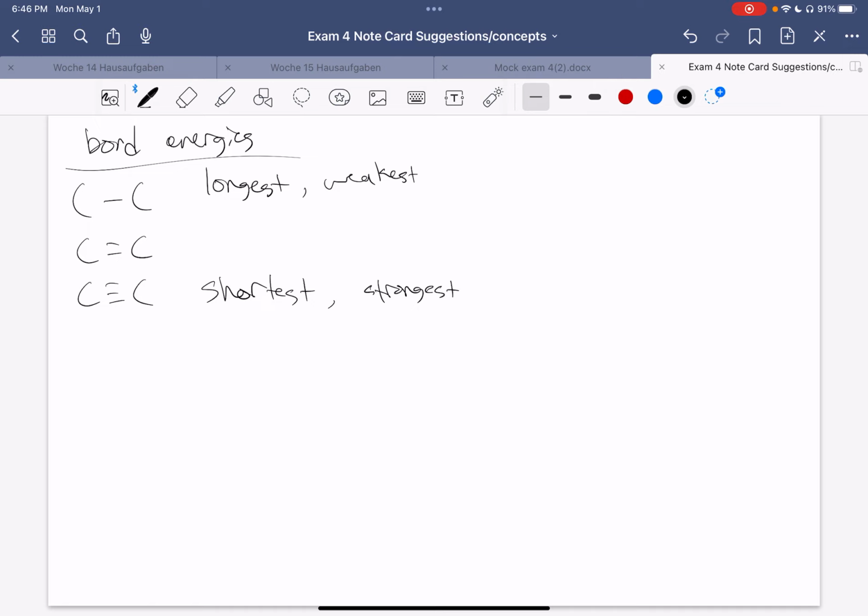And that's pretty intuitive. There are more electrons holding these two things together. And there's some overlap of orbitals. There's that one sigma bond, obviously, in each one of these types of bonds.